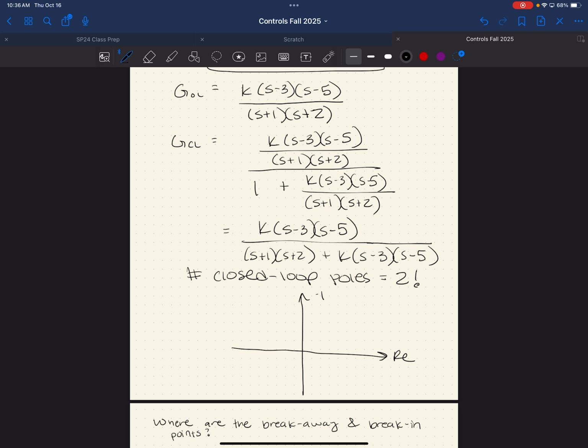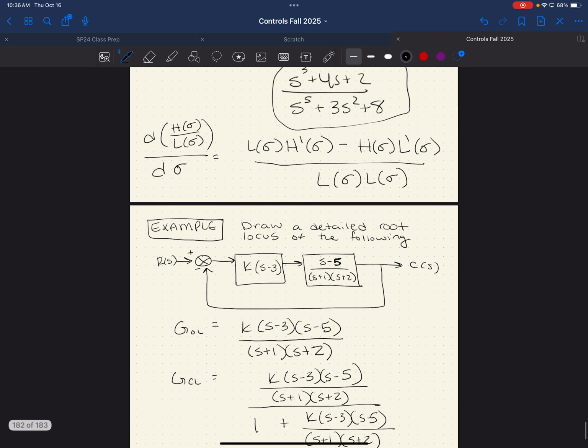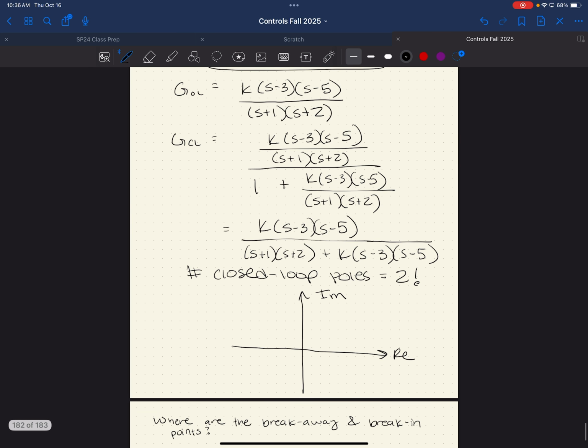Real. Okay, I have a pole at minus 1 and minus 2. I have a zero at 3 and 5. Something like this. I can immediately do my real axis branches. Here, nothing in the middle. Here, nothing to the left.